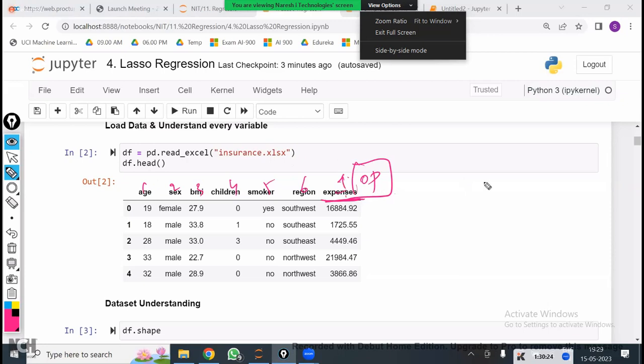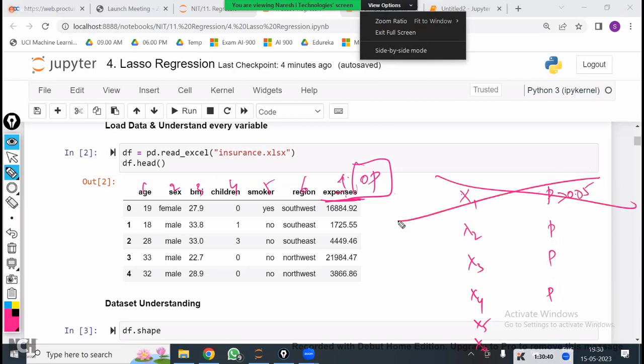Now I have total 6 values here: X1, X2, X3, X4, X5 and X6. For each of them, the p-value will be there. So out of the p-values, whichever p-value is greater than 0.05, that particular variable we have to remove.